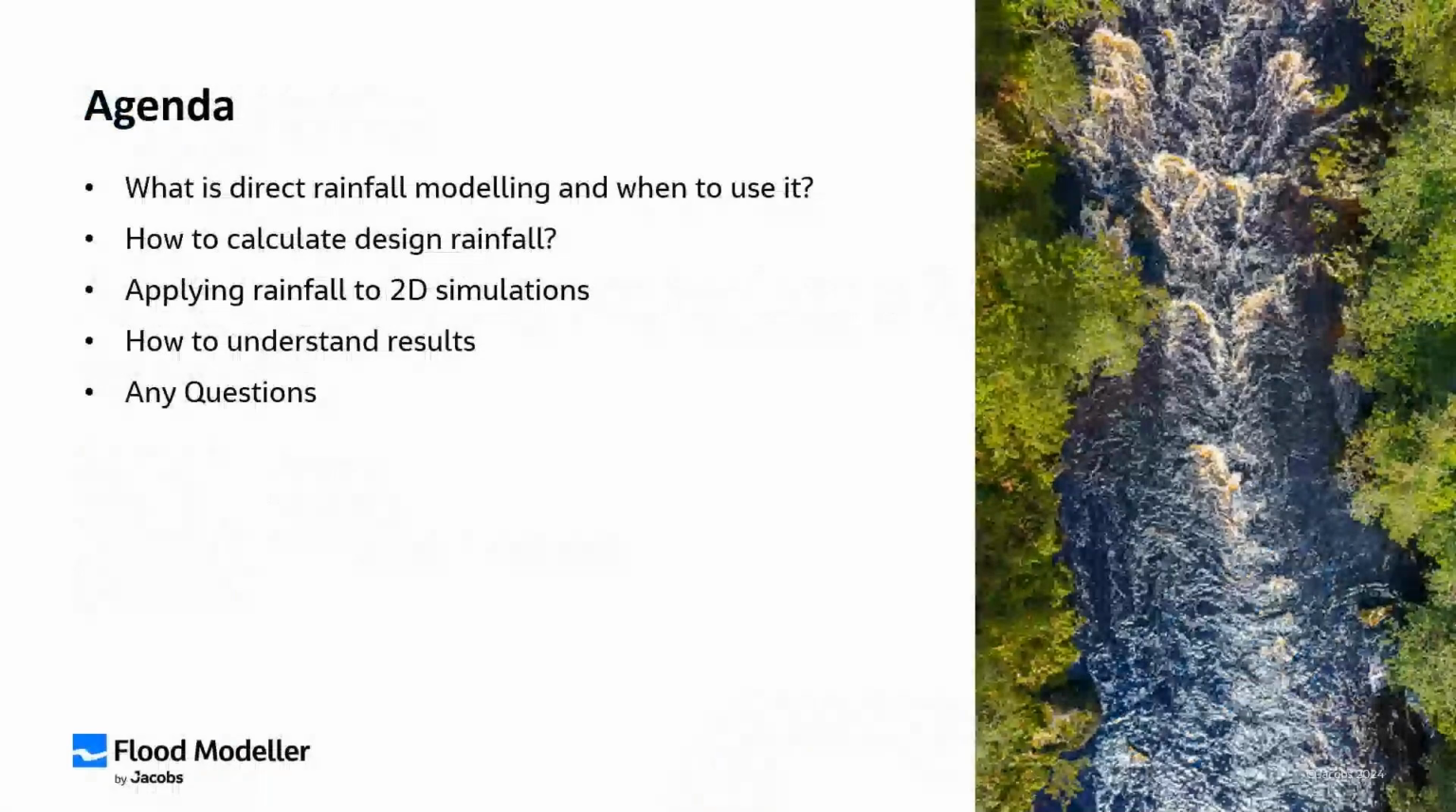In this webinar, I'll be talking you through what direct rainfall modeling is and when it can be used. I'll show you how to construct a direct rainfall model, first off by calculating design rainfall. So by design rainfall, I mean what is the 1 in 100 year, the 1 in 1,000 year rainfall, and how do I calculate that? How to apply that to a 2D model, so what the components of that model are and how to apply it within the model. And then lastly, how to understand the results.